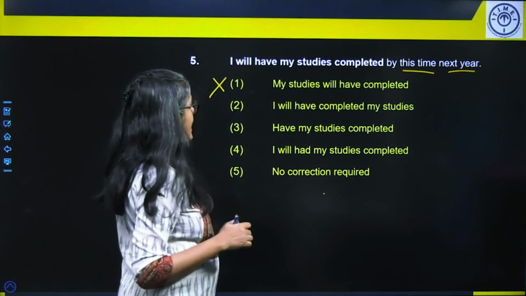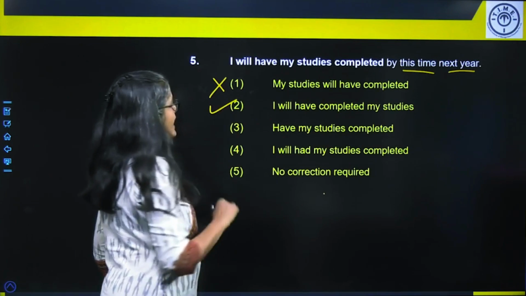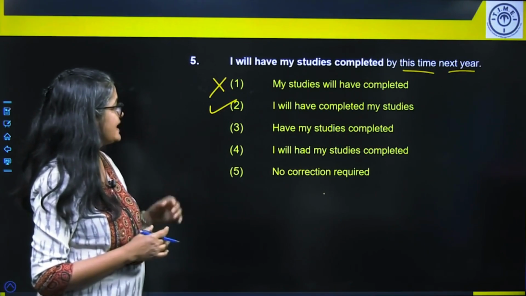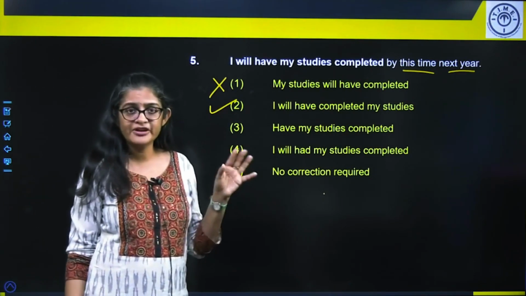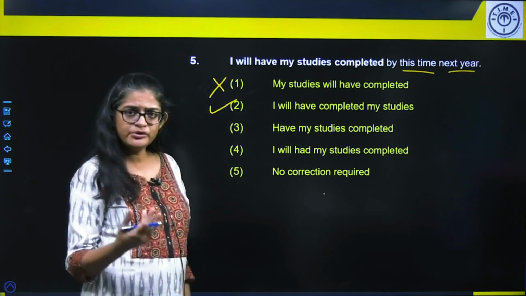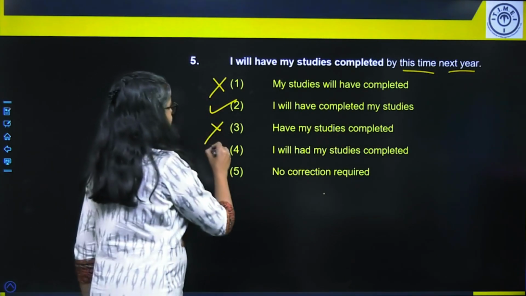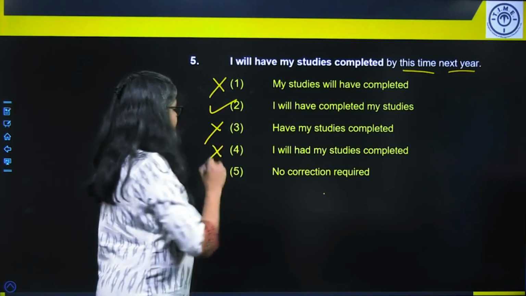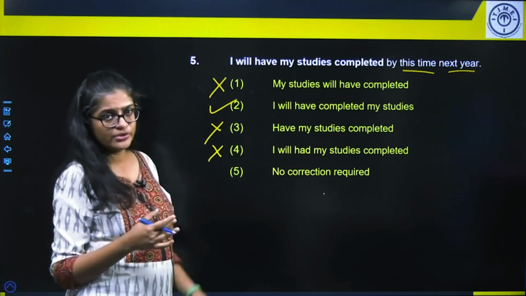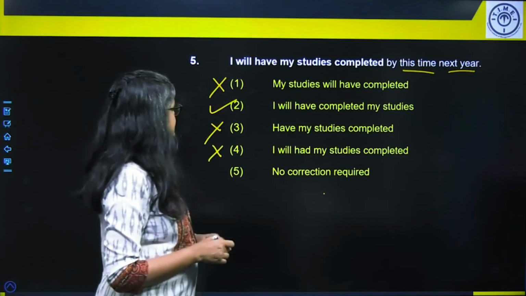Okay. I will have completed my studies. Yes. I will have completed my studies by this time next year is the future perfect tense. "Have my studies completed?" That would be a question. "I will had my studies completed." We are talking of next year, so will and had will not go together. Future and past cannot go together. Okay, so our answer is 2.